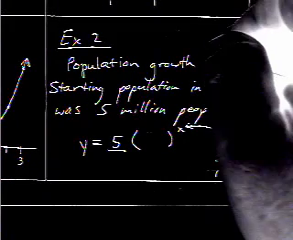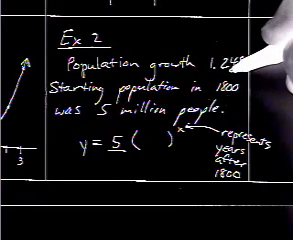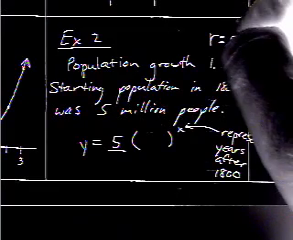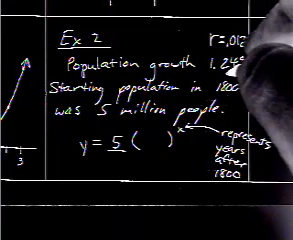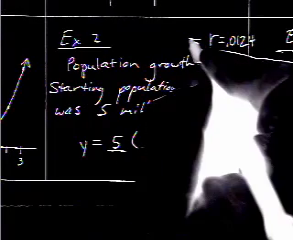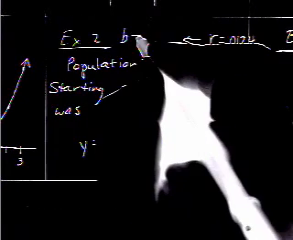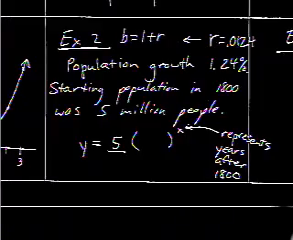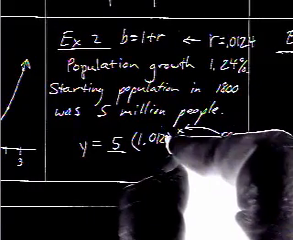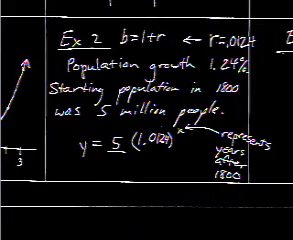But this is the percentage increase. So the R value would be 0.0124. Notice that I changed it from a percentage to a decimal. And then the B value that goes with that, remember B is equal to 1 plus R. So the B value would be 1.0124. Kind of ran out of room there, didn't I?